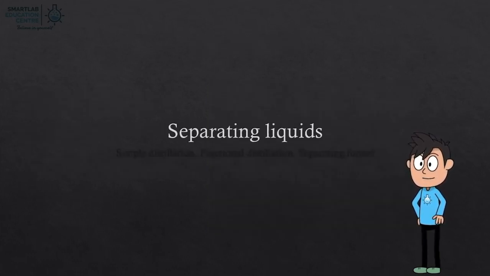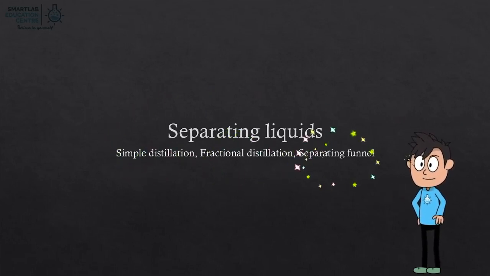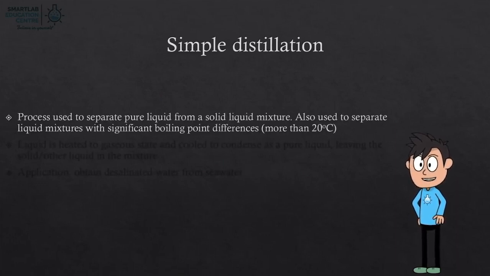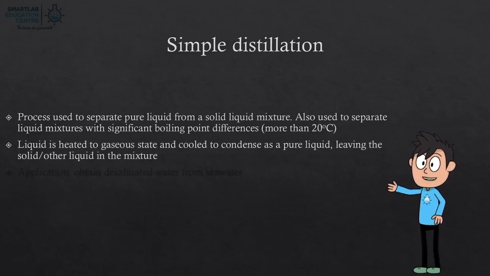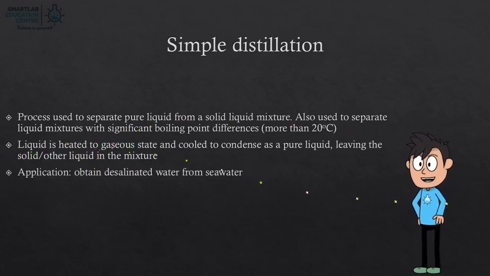Separating liquids. Simple distillation, fractional distillation, separating funnel. Simple distillation. It is a process used to separate pure liquid from a solid liquid mixture. Liquid is heated to gaseous state and cooled to condense as a pure liquid, leaving the solid or other liquid in the mixture. This method is used to obtain desalinated water from seawater.